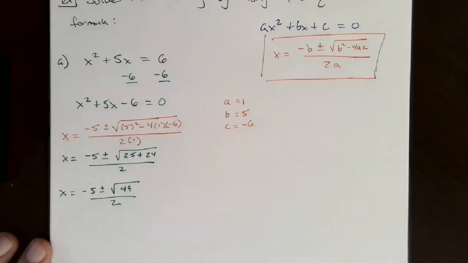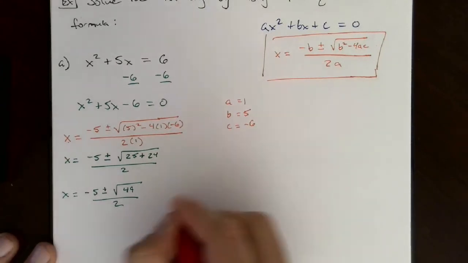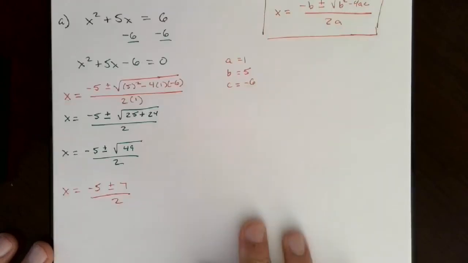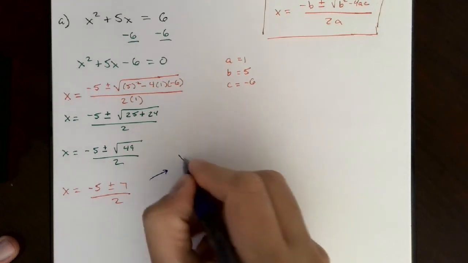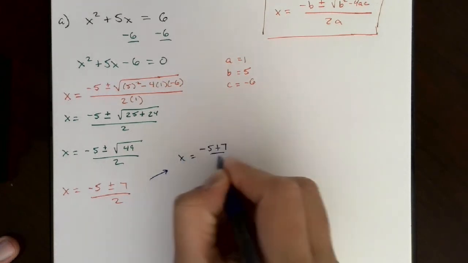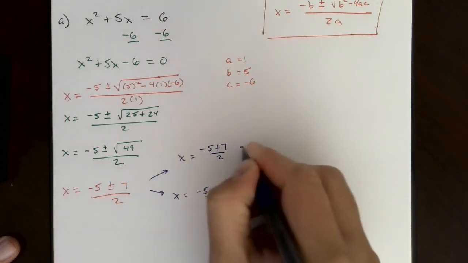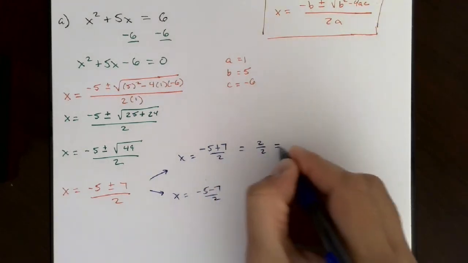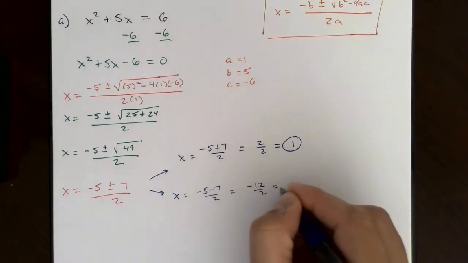And when I do this, you evaluate the square root of 49 if you can. In this case, x equals negative 5 plus or minus the square root of 49, which is 7, over 2. And negative 5 and 7 are like terms, but you can't combine them right away. Remember, this gives you two answers. x equals negative 5 plus 7 over 2, and x equals negative 5 minus 7 over 2. So negative 5 plus 7 is 2 over 2, which equals 1. Here, negative 5 minus 7 is negative 12 over 2, which equals negative 6.